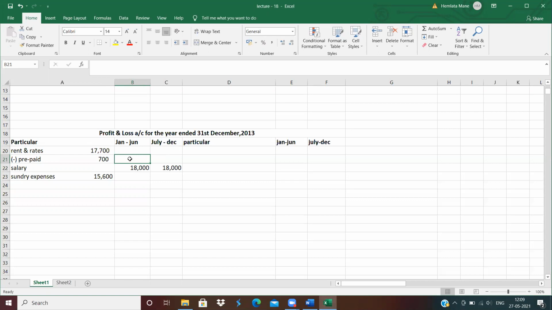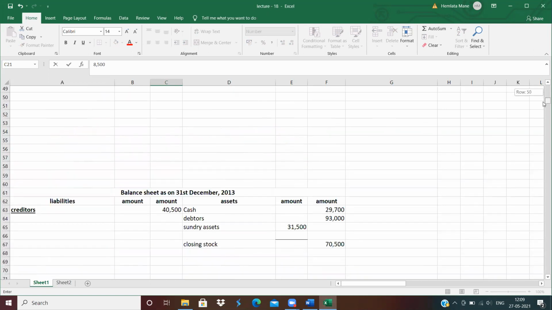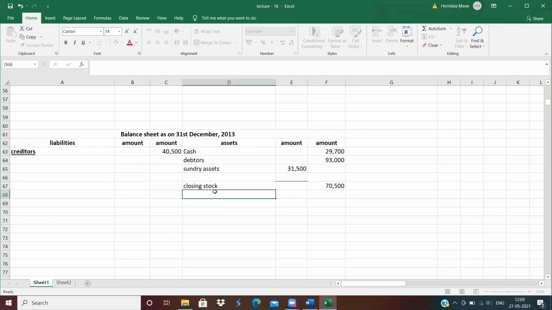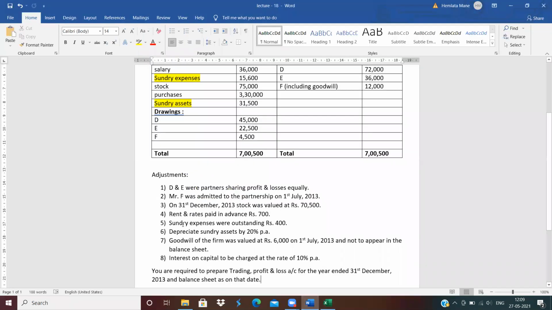After six months means equally. So 70,000 divided by 2 means 35,000. Now second effect of prepaid is on the asset side. So prepaid rent and rates. How much is the amount? 700. Clear? Now next adjustment, sundry expenses outstanding.